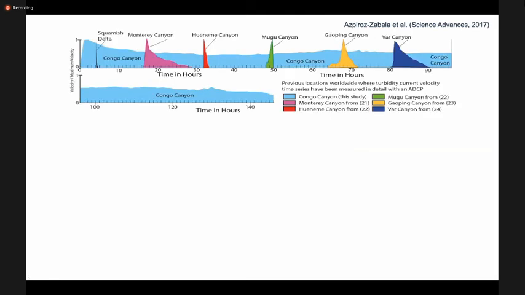In terms of the duration of flows, we find stark differences between some of the sites that we look at. In the Squamish Delta, we see these short duration flows, which are maybe minutes in duration. In Monterey Canyon and Bute, they tend to be hours, maybe in Monterey sometimes in excess of a day. But in the Congo Canyon, what Maria found was that these flows keep going and going and going and going.